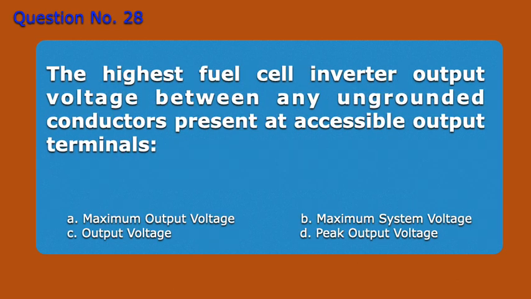Question number 28. The highest fuel cell inverter output voltage between any ungrounded conductors present at accessible output terminals. A. Maximum output voltage. B. Maximum system voltage. C. Output voltage. D. Peak output voltage. Answer: B. Maximum system voltage.